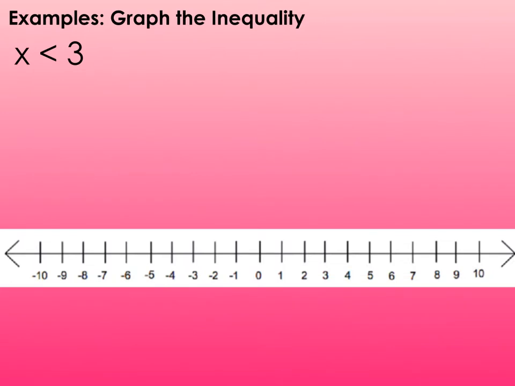X is less than 3. First I want to go to 3. Since it is just less than, and there's no equal to, I know that I will have an open dot. So at 3, I'll create my dot. Now, I want everything that is less than 3. So if I look on that number line, I know 2, 1, 0, all of these numbers are smaller. So I'm shading to the left. I just want to fill that in and shade.